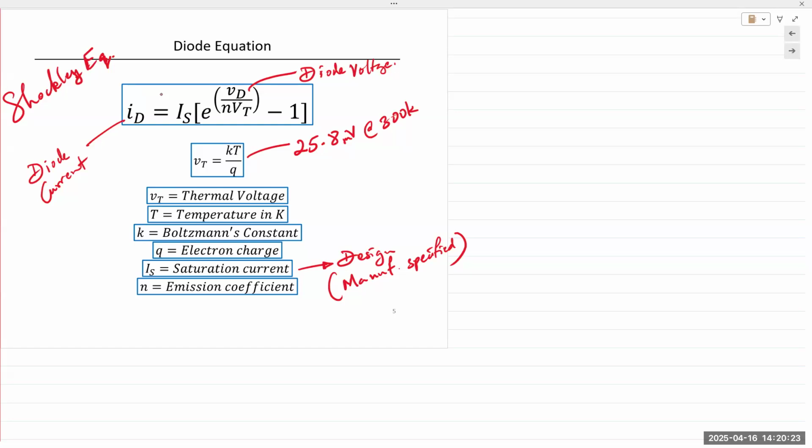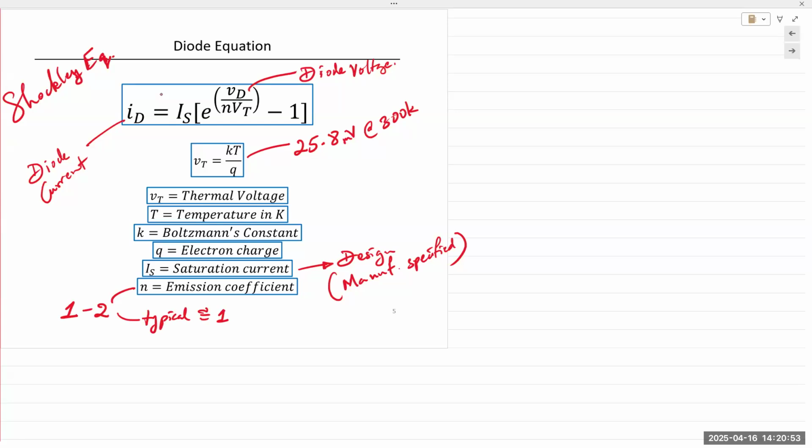Then we have, let's see, emission coefficient. That describes the non-ideality factor of the diode. Typically, the value ranges between 1 and 2. Most diodes, it's always 1. So if it's not given and you're performing an analysis, you can simply take it as 1. So typical values, always 1. Okay, so that's the diode equation.